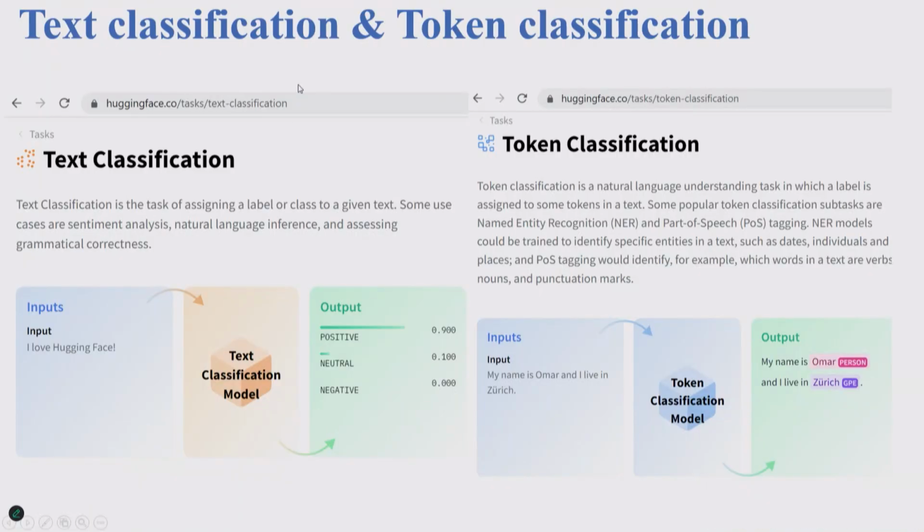So the first thing, similar to image classification, we have text classification. Given this text, tell me if it's positive, neutral, or negative, for example. Or it can be token classification or named entity recognition, where, for example, my name is Omar, or I live in Zurich. Here Omar is a person token, and Zurich is a geopositional something token, right? So you can have tokenization.